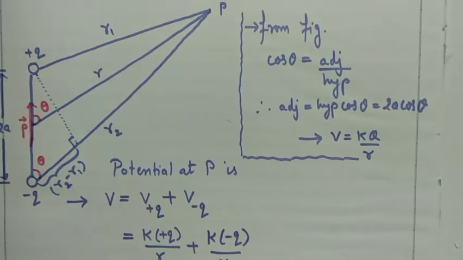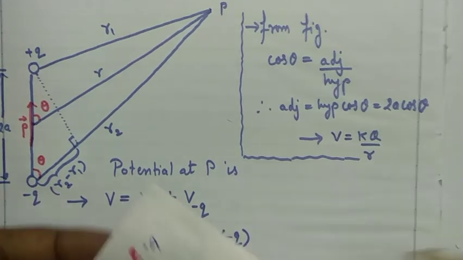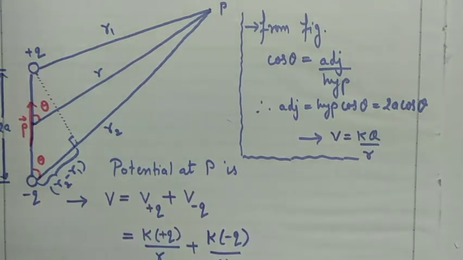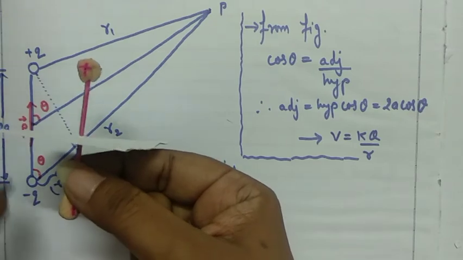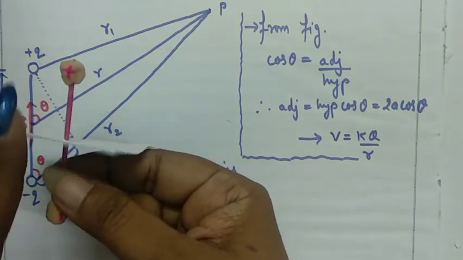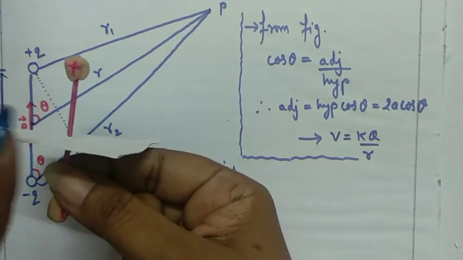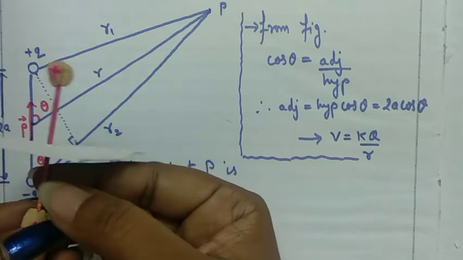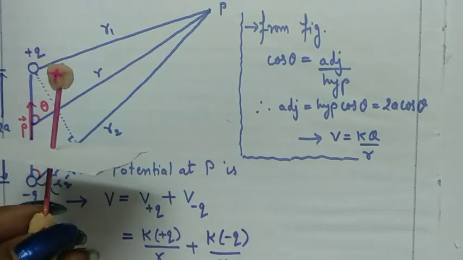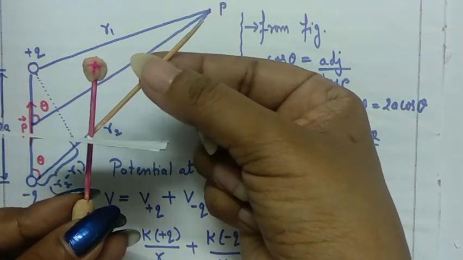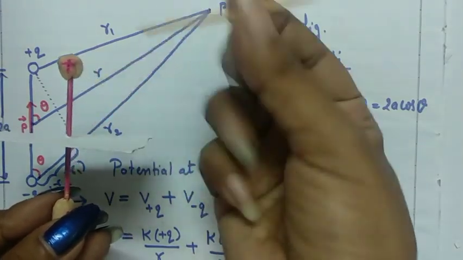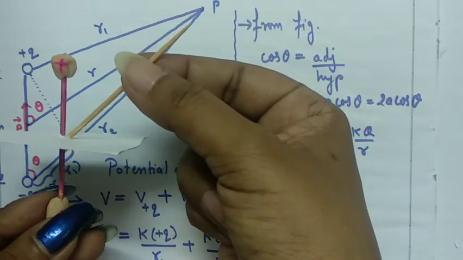If I keep this theta constant, then what will happen? What is this theta? Just see from the figure. See, this is our dipole, positive charge, negative charge, and then this is the equatorial plane. So it is passing through the center of the dipole. So this will be the theta. Just compare it with the figure. So here at this end theta is formed.